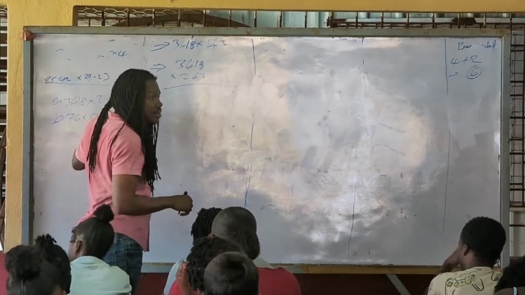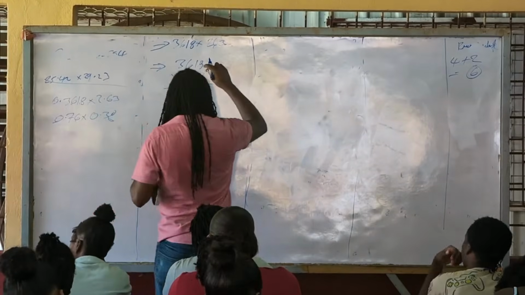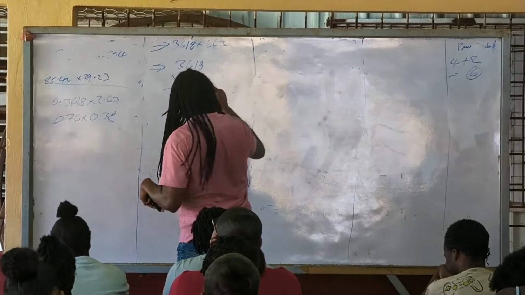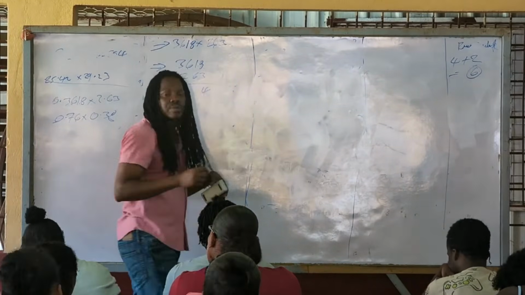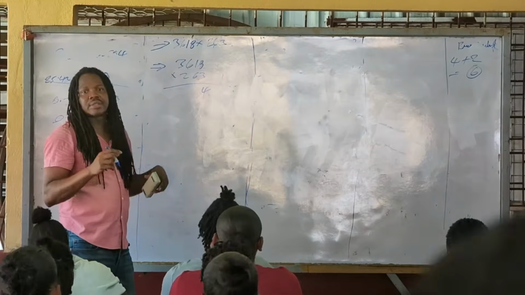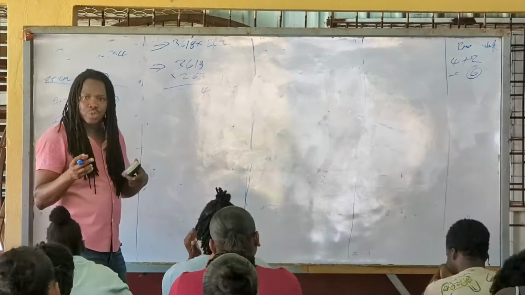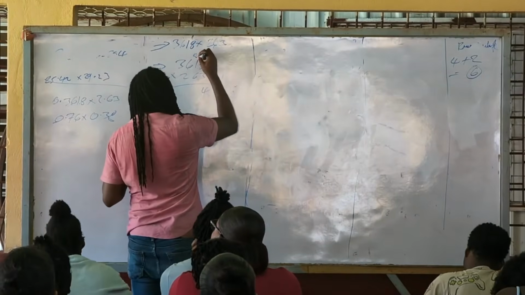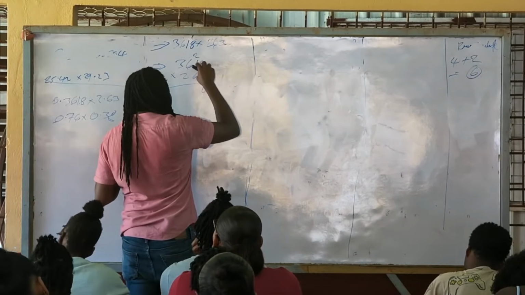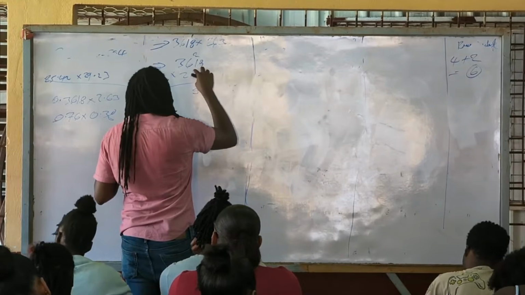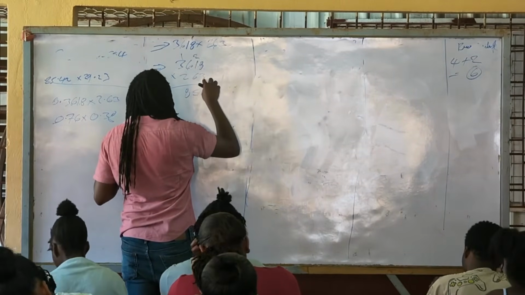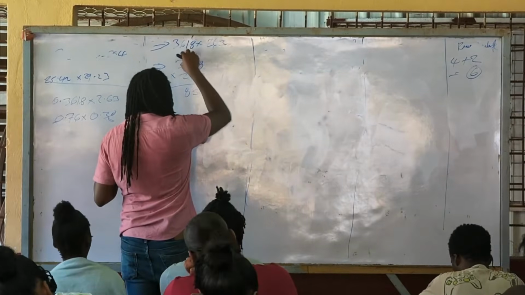263, yes. Ready now? 3 8s. 3 8s. Remember, I do, we do, you do. So we are going to do it together. Ready? 3 8s, 24. Carry 2. 3 1s, 3, and 2, 5. 3 6s, 18. Carry 1. 3 3s, 9, and 1, 10.